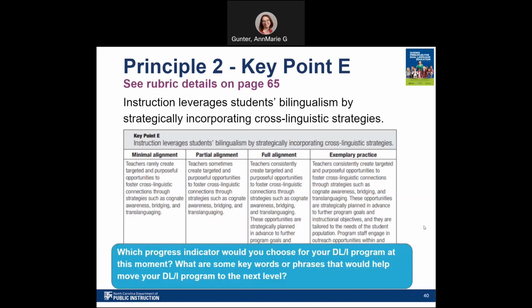So which progress indicator would you choose for your DLI program at this moment for key point E? And what are some words or phrases that would help move your DLI program to the next level?